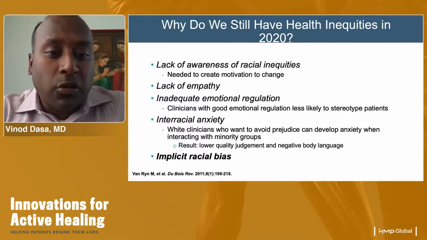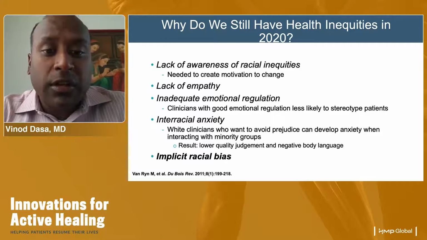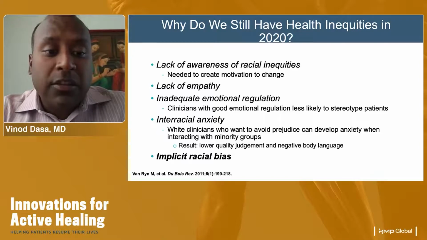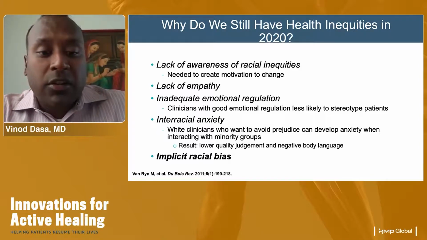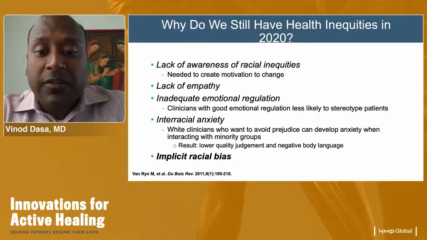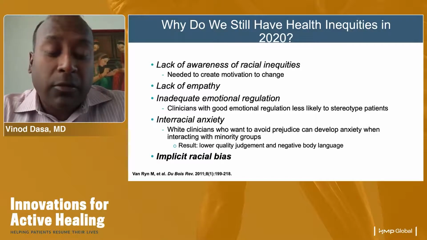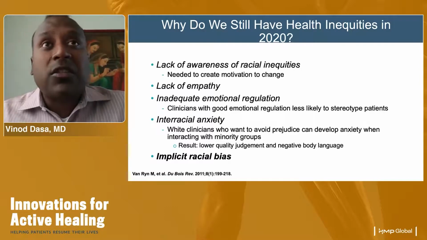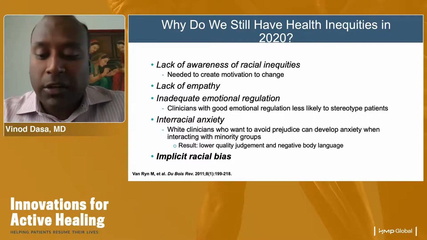Inadequate emotional regulation: clinicians with good emotional regulation are less likely to stereotype patients. And then interracial anxiety: white clinicians who want to avoid prejudice can develop anxiety when interacting with minority groups, which results in lower quality judgment and negative body language, which then leads to this concept of implicit racial bias.